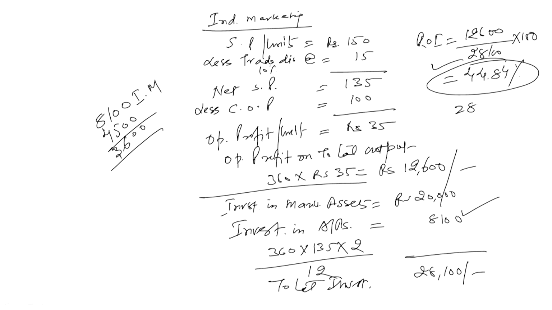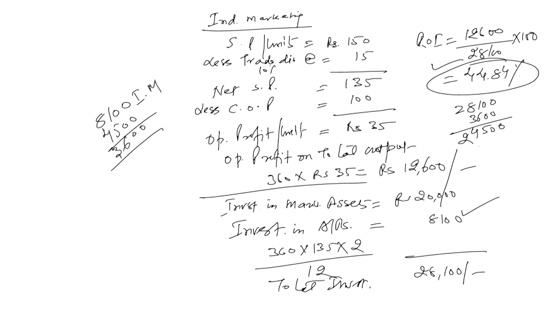Our investment in the accounts receivables, we should talk about only the additional investment, that is 3,600. So, the total investment which we have made here is 28,100 minus 3,600. If you calculate this amount, it will work out as 24,500. It is not 20,000 but 24,500.